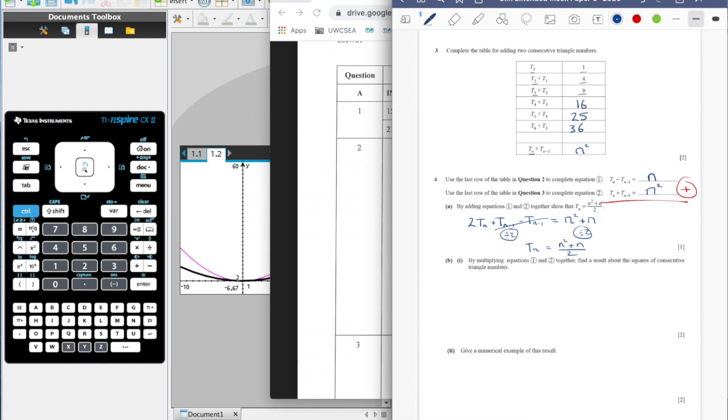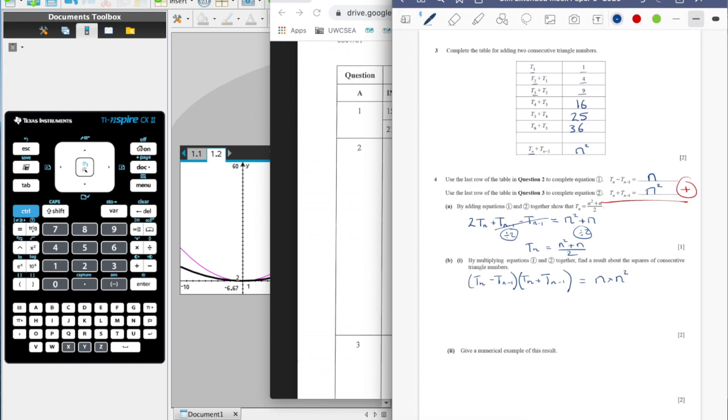Okay, for the next step then, we need to think about multiplying the equations 1 and 2 together. So what's that going to leave me with? Well, I'm going to get this Tn minus Tn minus 1, which is going to multiply. So that was this thing here, and it's going to multiply with this thing here, which is Tn plus Tn minus 1. And that's going to be the same as multiplying this and this. Well, that's quite easy. n times n squared. Okay.